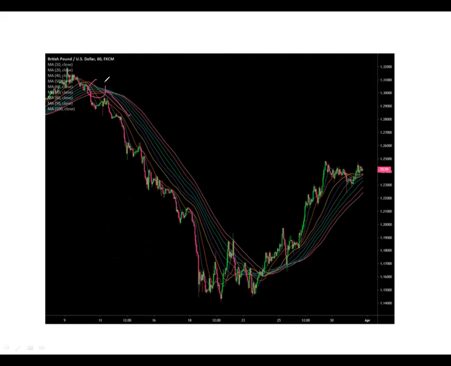They crossed here. There was a change in direction over here. And then all the ribbons started pointing up. Sorry, they were all up. And then the price was down, which indicated a downtrend.